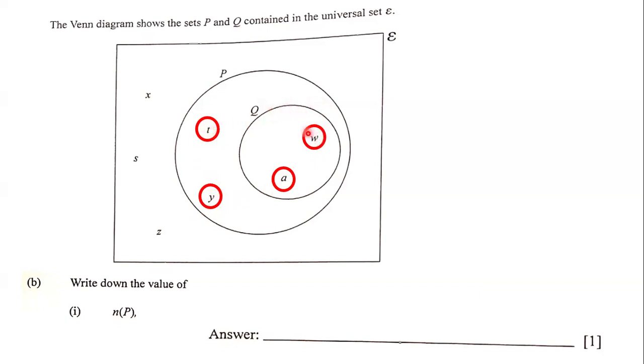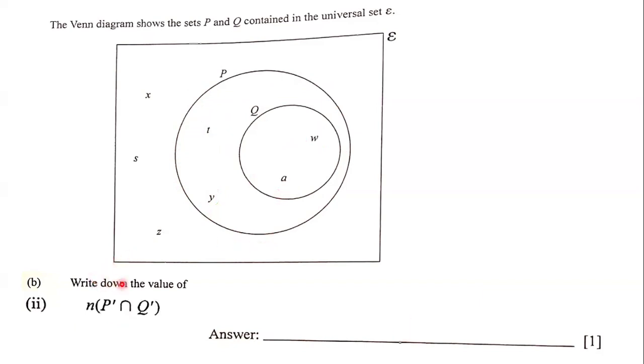And even though these 2 elements are inside set Q, they are also part of set P, right? Because Q is a subset of P, which means that all of the elements inside set Q are also part of set P as well. And so we have T, Y, W, and A. So the number of elements in set P is going to be 4.